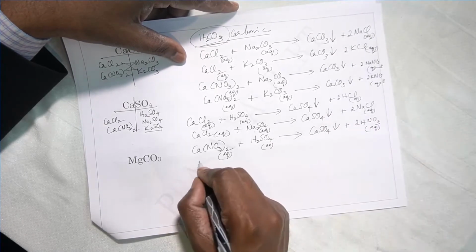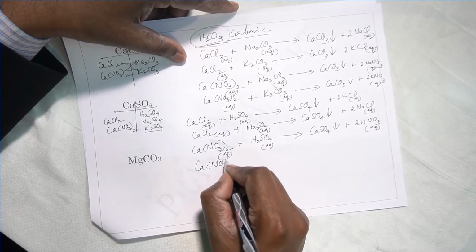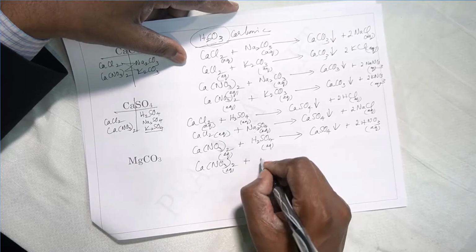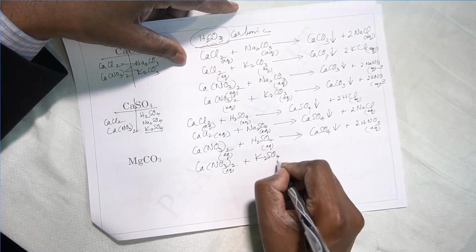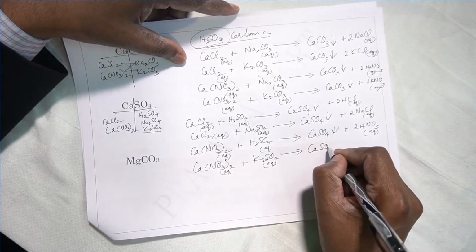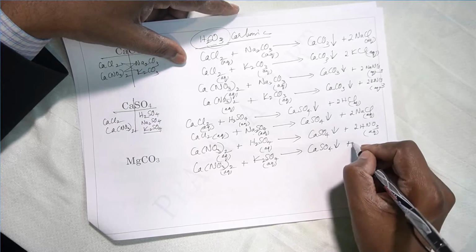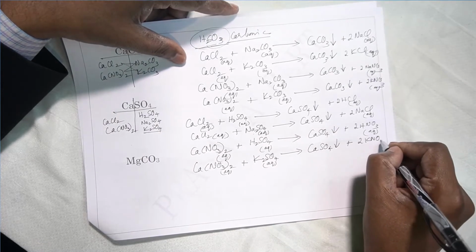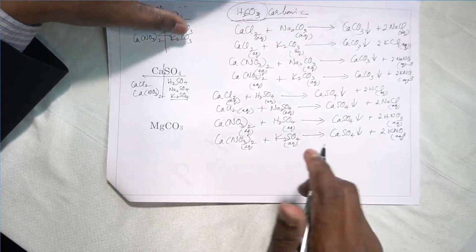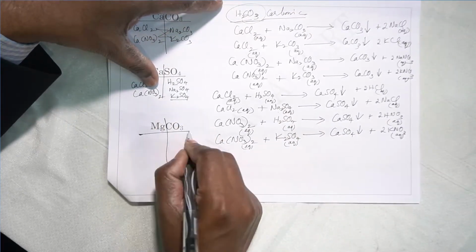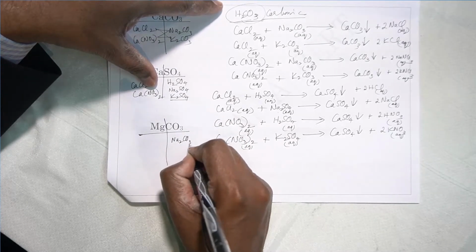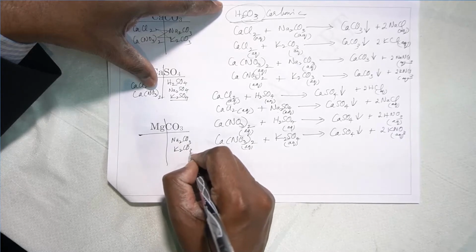Then we also have Ca(NO3)2 aqueous with Na2SO4 or K2SO4. I'll write K2SO4 this time. So you get CaSO4, which is an insoluble precipitate, and 2KNO3, which is aqueous. I think you got how to make calcium sulfate now. Now let's take the next salt, magnesium carbonate. For magnesium carbonate, the carbonate has to come from Na2CO3 or K2CO3.